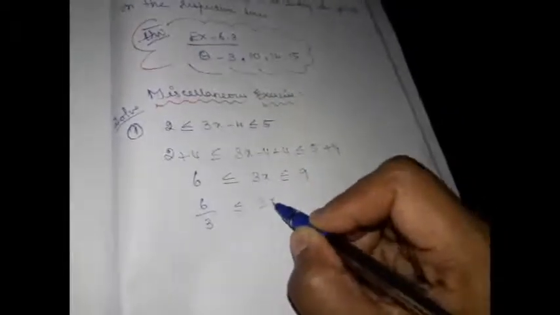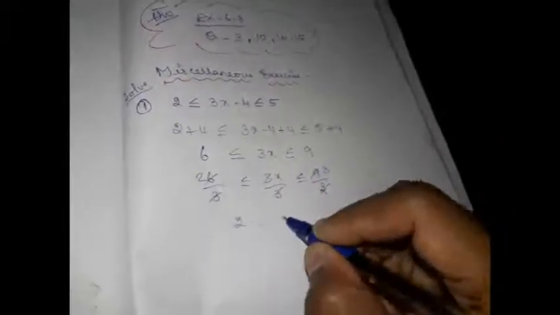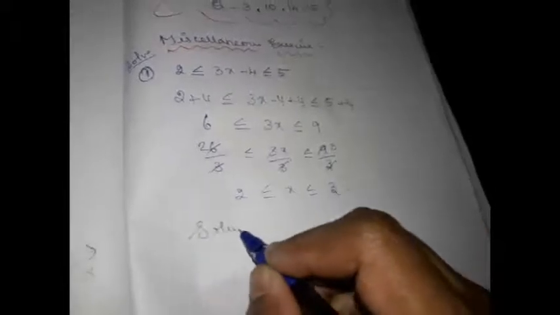Now we need x alone. So what should we do? We should divide by 3: 6/3 ≤ 3x/3 ≤ 9/3. Which means the 3s cancel, 3 twos are 6, 3 threes are 9. So 2 ≤ x ≤ 3. Right? So what will be the solution here? For all real numbers we are going to give the solution. Therefore the solution set will be the closed interval [2, 3].